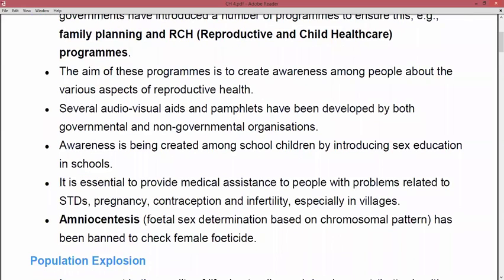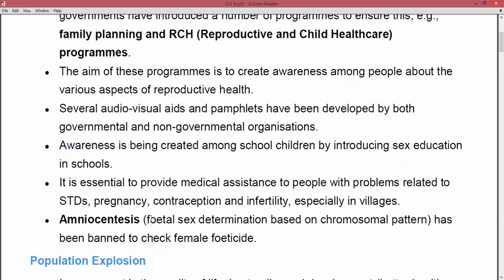Now, it is essential to provide medical assistance to people with problems related to STDs, pregnancy, contraception, and infertility, especially in villages. We know that in villages, people are not that aware about all these things, about hygiene, and about what medical assistance they can get. So there are several problems which the people are facing in the village areas.